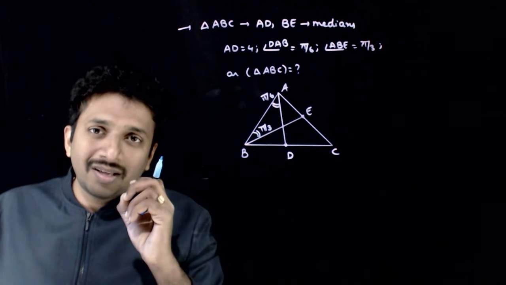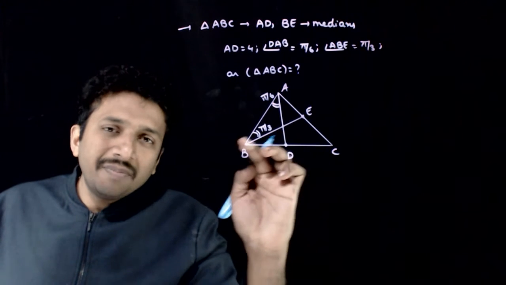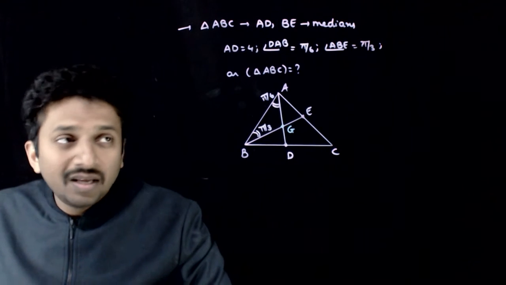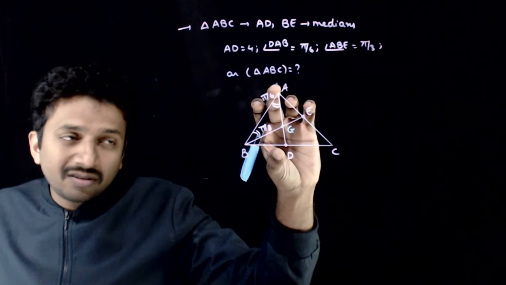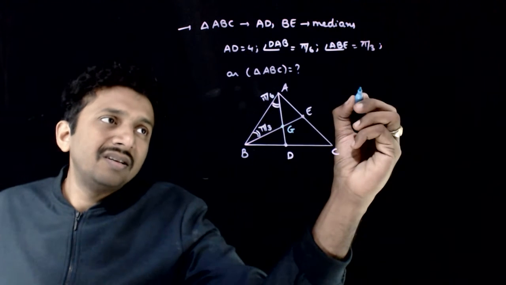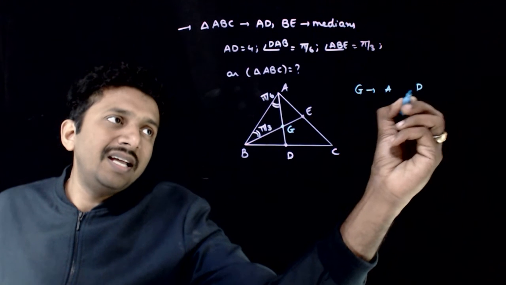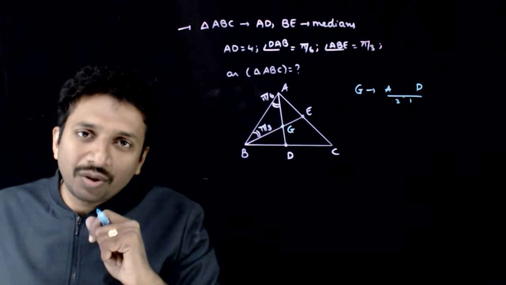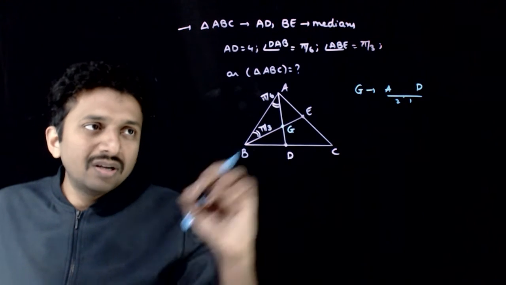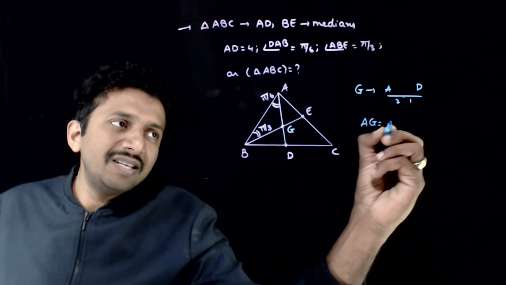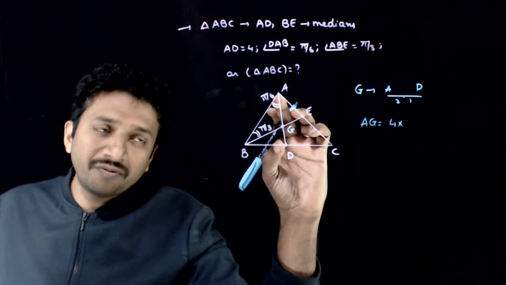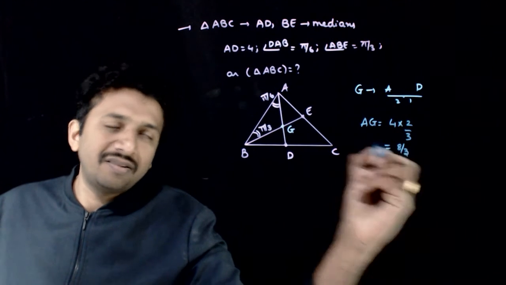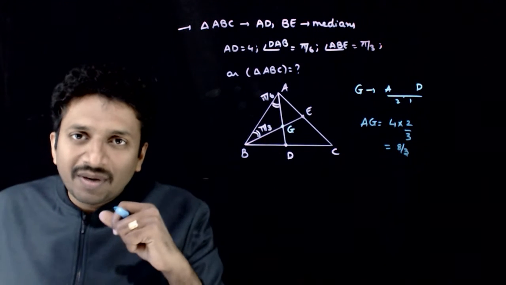So now first, what is the thing that we observe? AD and BE are the medians, hence this point will be the centroid of the triangle. And AD is equal to 4 centimeters. So we know that the centroid divides AD in the ratio 2:1, right? The centroid divides AD in the ratio 2:1. So the total length is 4. So what is AG? AG is nothing but 4 into 2/3, so of these 4, this is 2/3, this is 1/3. That is equal to 8/3. So AG is equal to 8/3.